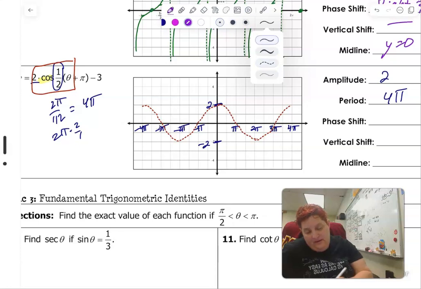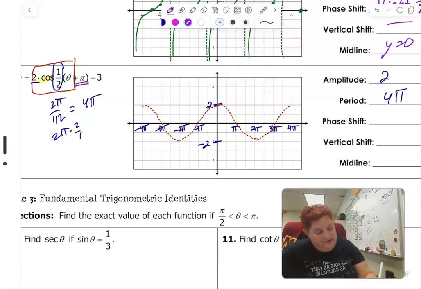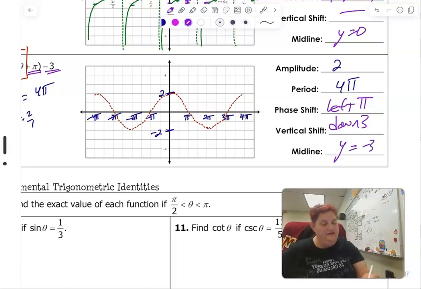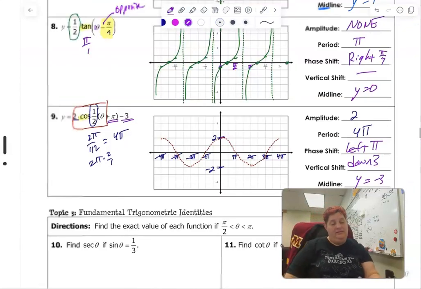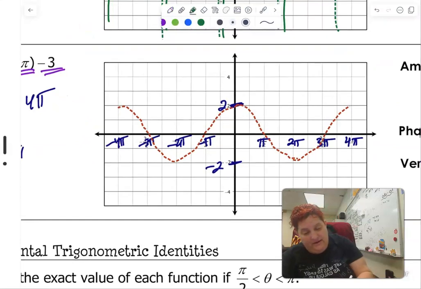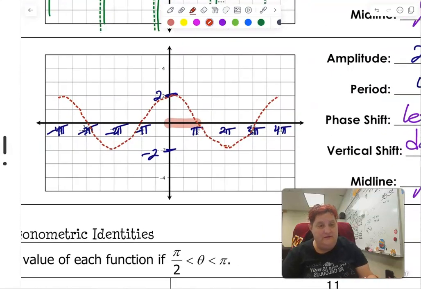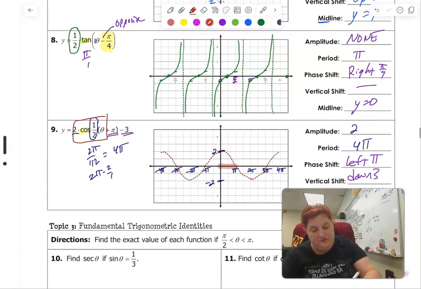Okay. The plus pi means it goes left pi. The minus 3 means it goes down 3. And then the midline is at -3. So left pi, now if I look, how many squares is pi? That's 2 squares, and that's what my labeling is important for. So pi is 2 squares. So I'm going to go left 2 squares and down 3 squares.